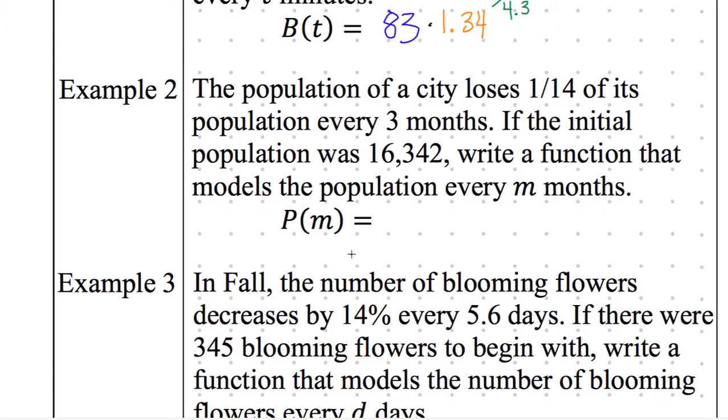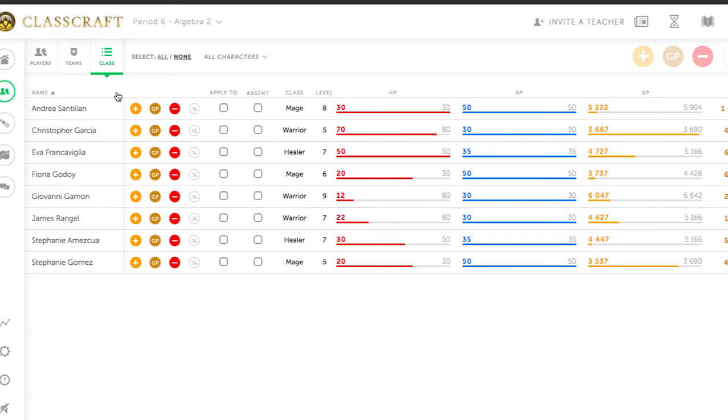The population of a city loses 1/14 of its population every 3 months. If the initial population was 16,342, write a function that models the population every 10 months. All right, this one is maybe one of the most challenging questions that I can ask you on the homework that is on Khan Academy. By the way, Eva, beautiful reading, thank you.